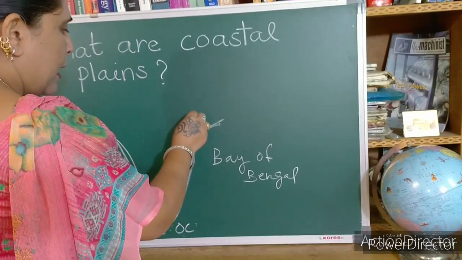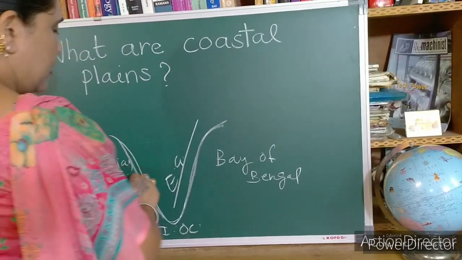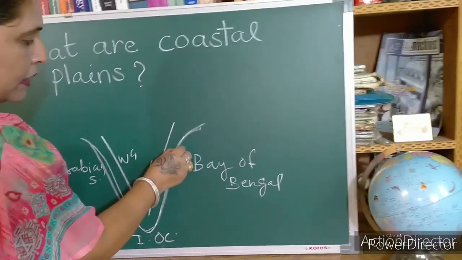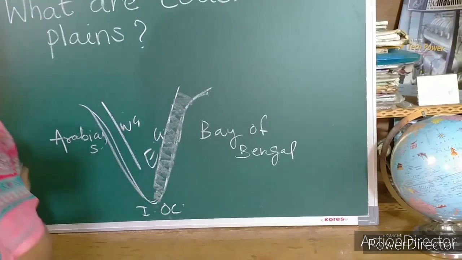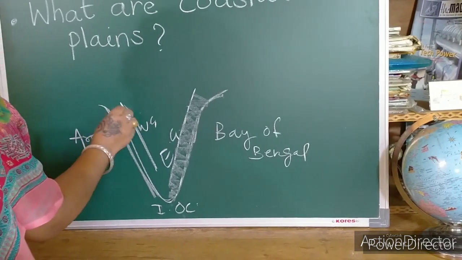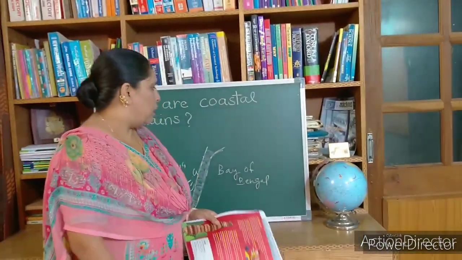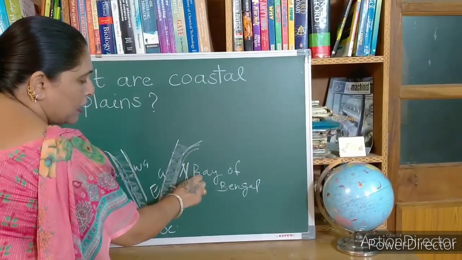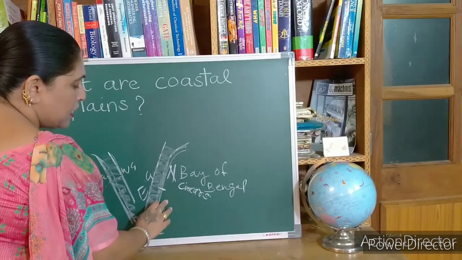This is the sea, and here are the Eastern Ghats. Here are the Western Ghats. The area between the sea and the Eastern Ghats is the eastern coastline. And the area between the Arabian Sea and the Western Ghats is the western coastline. So, coming forward, this coastline here is divided into two parts: the Northern Sircars, it is in the book, and this is the Coromandel coast.